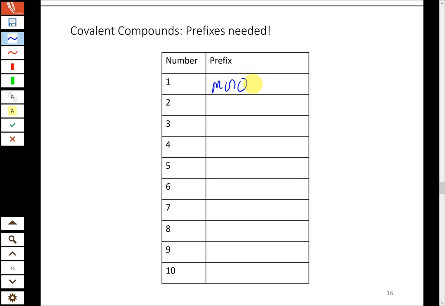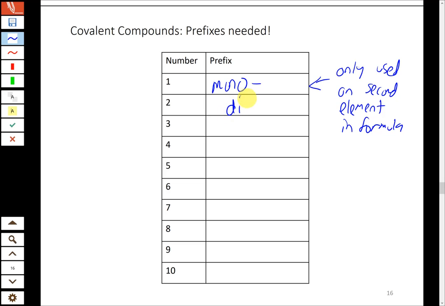So the prefix for 1 is mono. You only use this on the second element in the formula. So if there's only one of the first element in the formula, you don't have a prefix at all. If you don't see a prefix at all, that means there's 1. But if you see mono, which would often be on the second element, then that indicates there's 1 of that. So for example, carbon monoxide: mono means 1 oxygen.